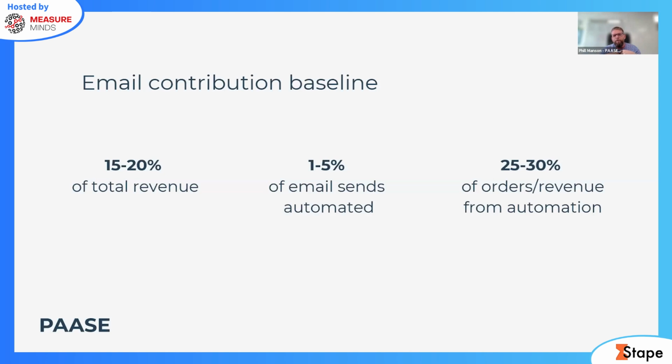When we talk about email volume, if we're sending 100 emails, we'd expect 1 to 5 of those to be an automated email. Automated being your welcomes, your browsers, your baskets, etc. But those emails are so much more efficient. So they're going to drive 25 to 30% of your overall email revenue. So you can suddenly get a steer very quickly within your customer journey.